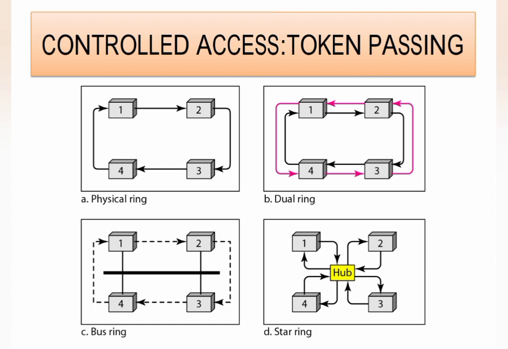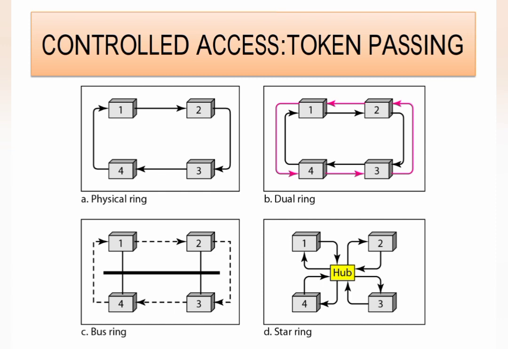Here we will see how token passing is done in the ring topology. It will work on different topologies, that is ring, bus and star ring topology. First we will see how it works in the ring topology. Here each station has a predecessor and a successor, that is, before the node and after the node. If a station wants to transmit data, it must first acquire the token.